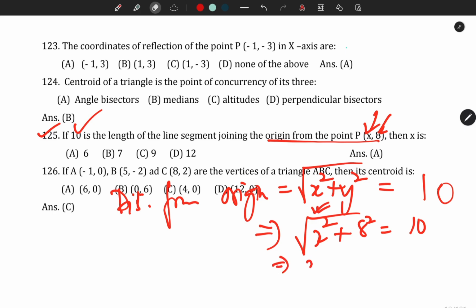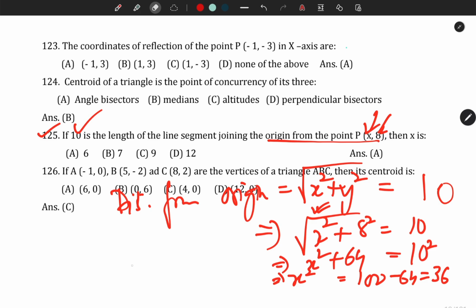So on squaring both sides, we will get x square plus 64, and you have to square 10. When you square 10, you'll get 10 square. 10 square is 100, so we'll get x square equals 100 minus 64, 100 minus 64 is 36. So x will be plus minus √36. Since plus minus is not given in this question, we just consider it to be 6, because option plus minus is not there. So we'll say A is the correct answer.